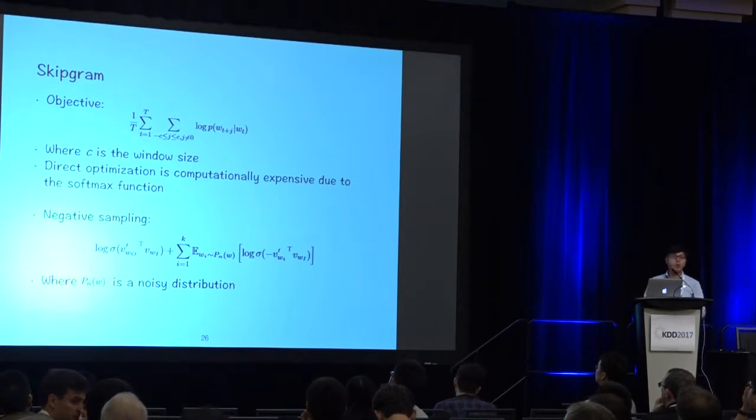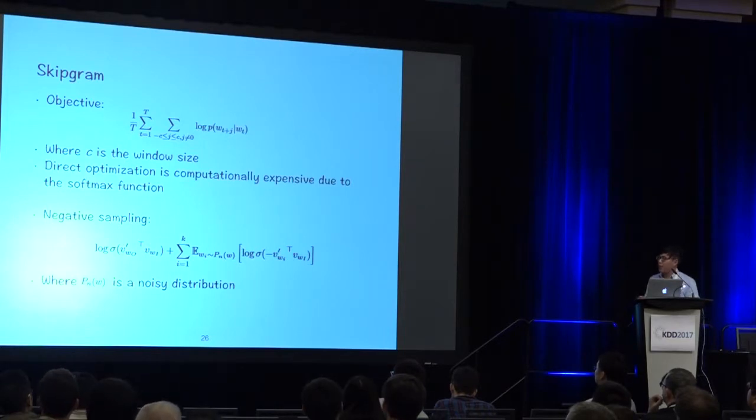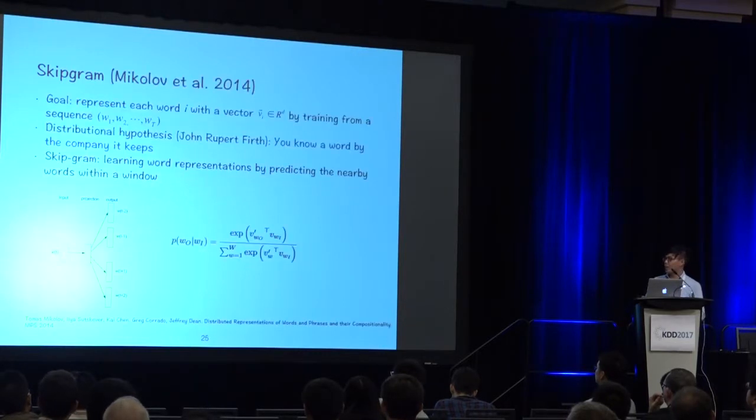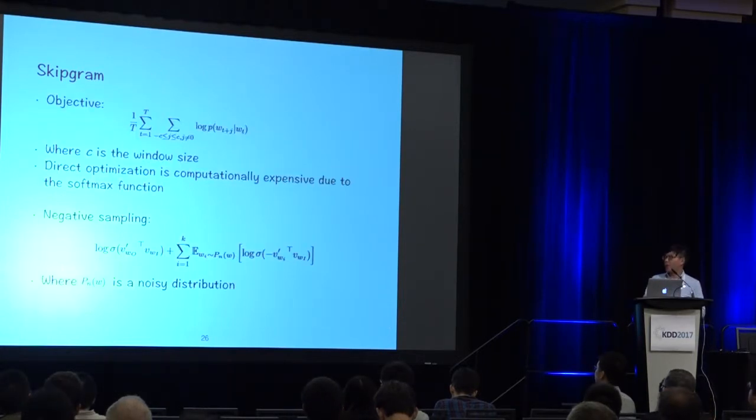So here T is the number of words in the training sequence, and C is the window size. In practice, directly optimizing these objective functions is very computationally expensive, because this is a softmax function. In order to calculate it, we need to calculate the partition function, which needs to iterate over the entire vocabulary. This becomes very expensive when the number of words in the data set becomes very large. To solve this problem, the authors of the skipgram model proposed a technique of negative sampling.